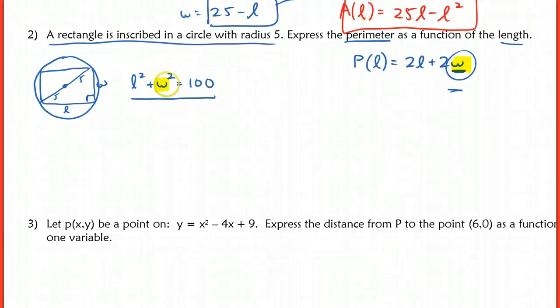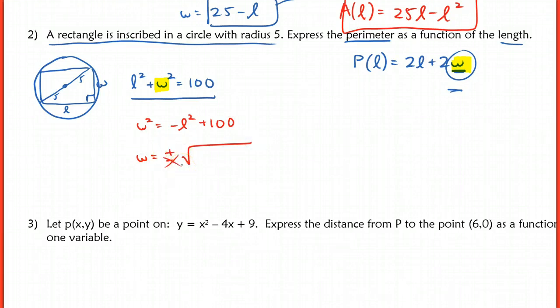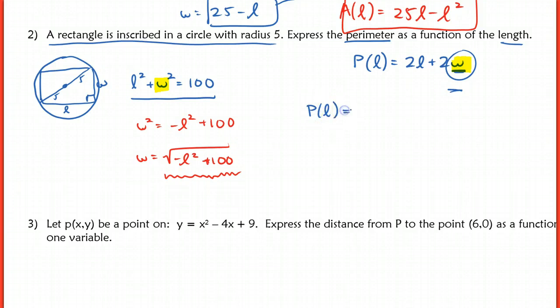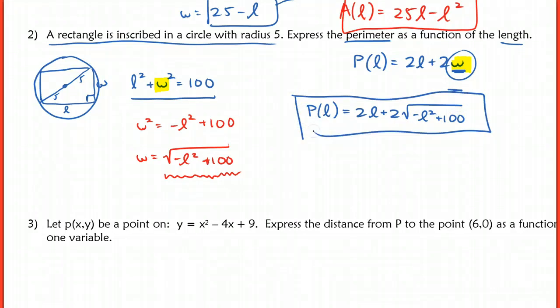So now I work on isolating the W, so I subtract that L squared over the other side. And now I take the square root of W. I don't want to include the negative here because we can't have a negative side length for our width. So we're only going to take the positive, and we have square root of negative L squared plus 100. Now I can take this and substitute that in for W in my function, P of L. So the perimeter in terms of length is 2 times the length plus 2 times the square root of negative L squared plus 100. And this is my function written in terms of the length.